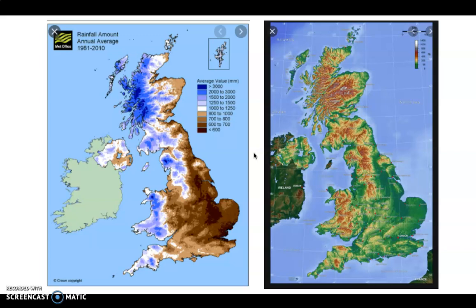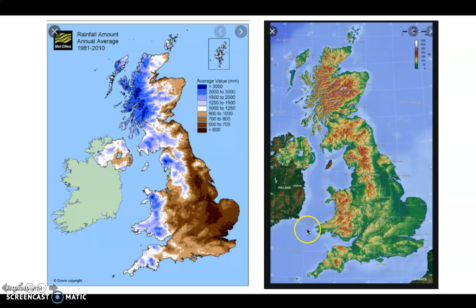So you can see there that the areas of higher ground have more rainfall. And that's down to two factors. One is that mainly our weather comes from the southwest, so the winds will blow across the sea and bring that weather in, so it hits this area first. But also it's due to the fact that that land is higher.